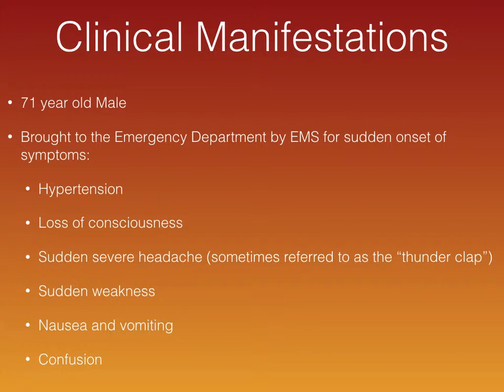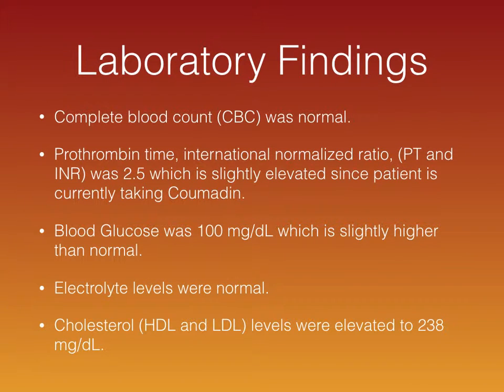A 71-year-old male was brought to the emergency department for a sudden onset of symptoms, including hypertension, loss of consciousness, sudden severe headache, sudden weakness, nausea, vomiting, and confusion. His lab values were pretty normal. His PT and INR were slightly elevated due to the fact that the patient was taking Coumadin. Blood glucose was slightly higher than normal, and his cholesterol levels were elevated.